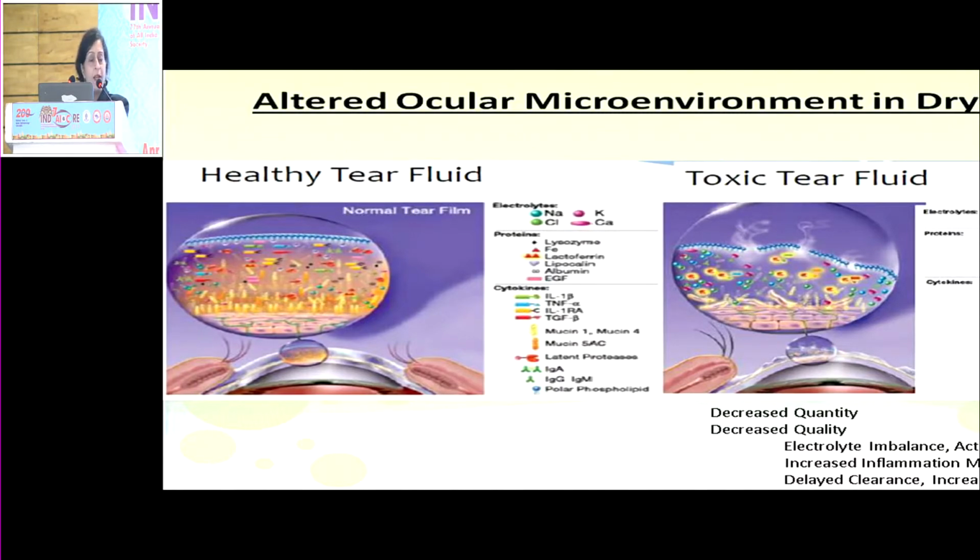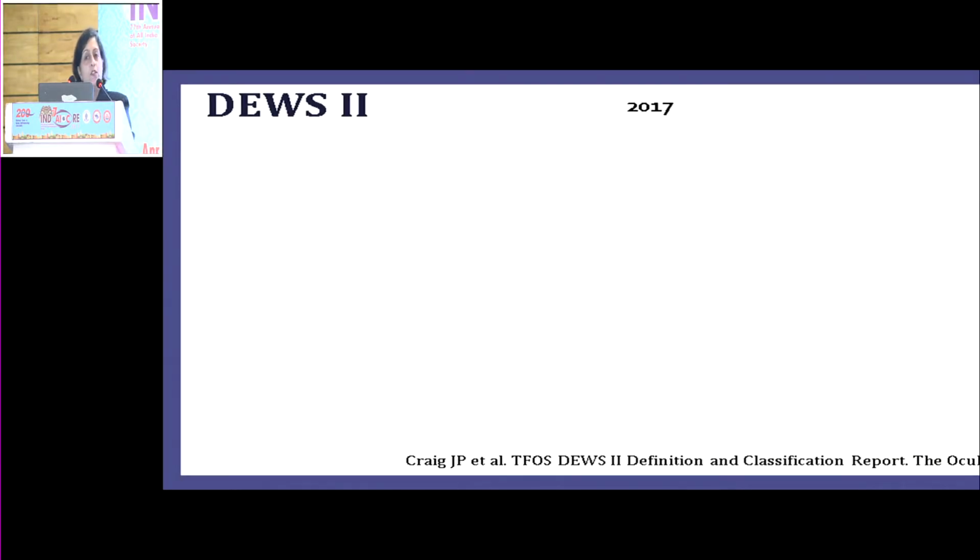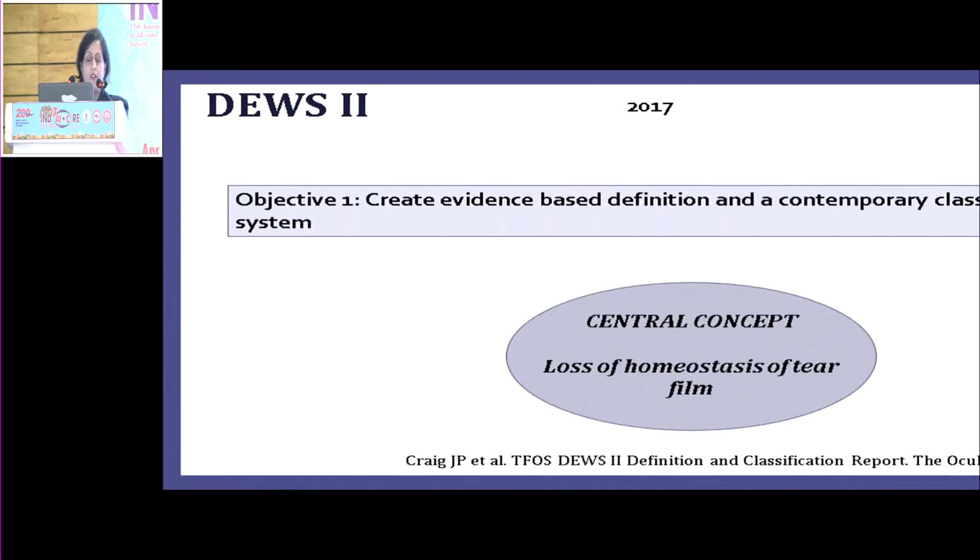So just to explain, we have this inflammatory cocktail which is floating around in the tear fluid. It's a toxic tear fluid with decreased quantity, decreased quality, delayed clearance and increased residence time. So we need to keep this all in mind. Now with DEWS 2, 10 years after the previous DEWS of 2007, we now have DEWS 2. The objective was to create an evidence-based definition and a contemporary classification.